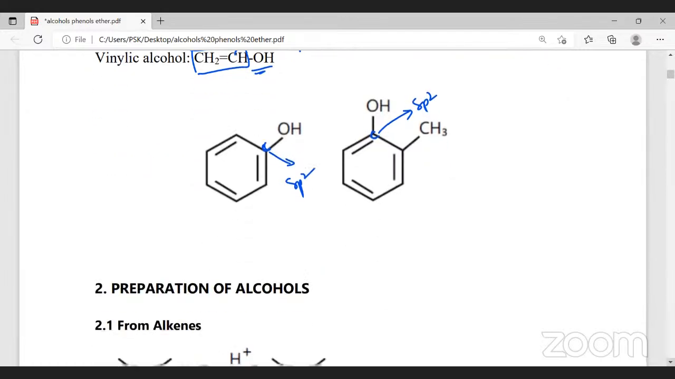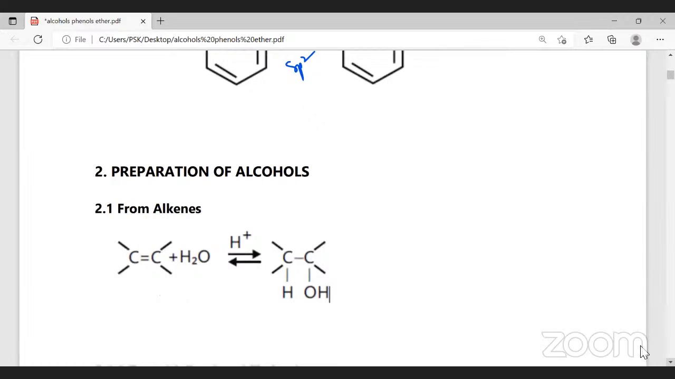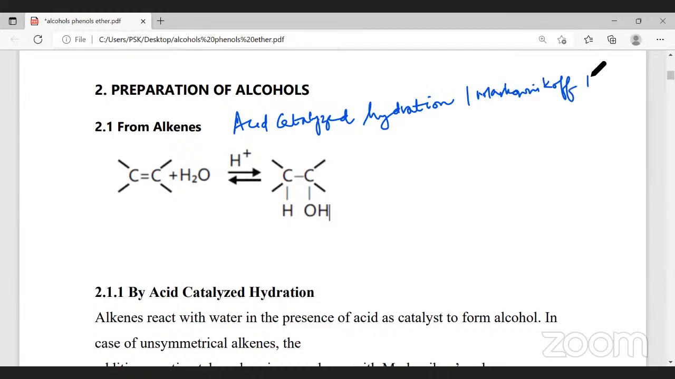The first method is from alkenes. This is called acid catalyzed hydration. Hydration means addition of water, otherwise it's called hydrolysis. So this is based on Markovnikov's rule. This will follow Markovnikov's rule. Now, symmetrical alkene will not follow Markovnikov's rule, but unsymmetrical alkenes will follow Markovnikov's rule. We will take an example.